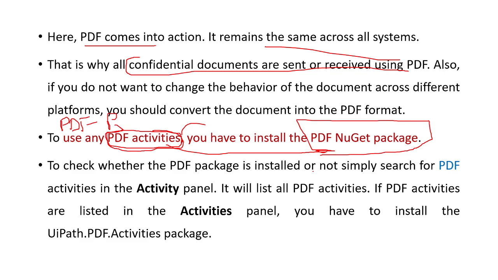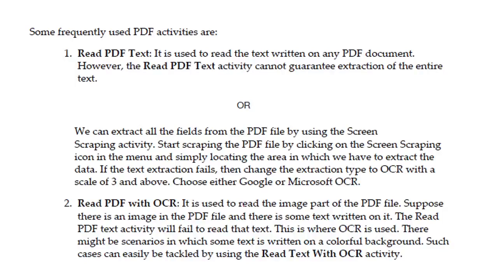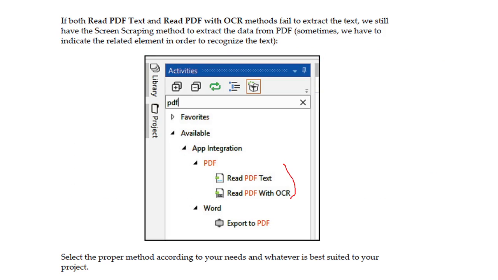Okay, and as usual, if you want to check whether your UiPath Studio has been configured with PDF activities, just use the keyword PDF in the filter in the activities panel. If you find PDF related activities under PDF, then you can say that the tool has been configured with the PDF plugin.